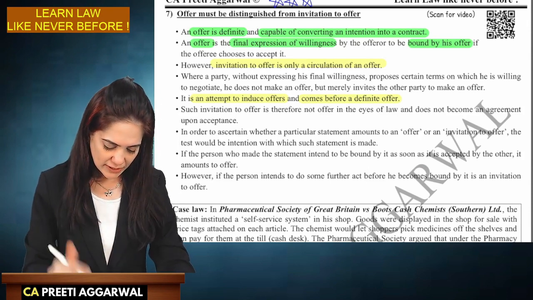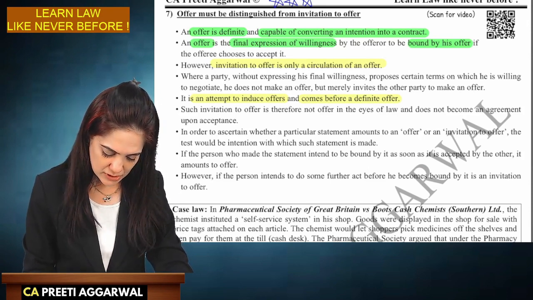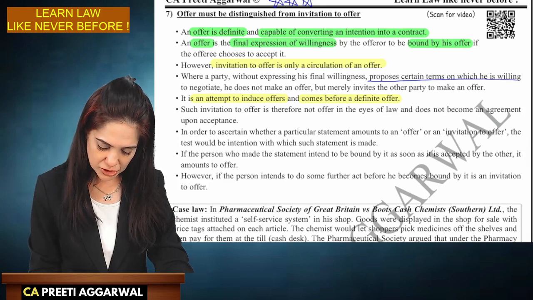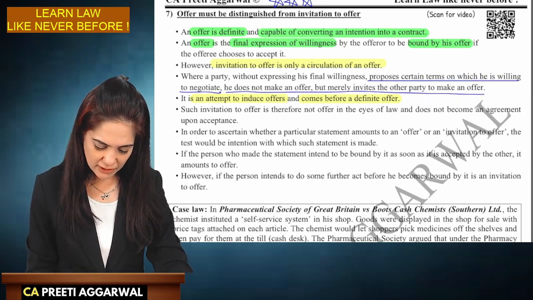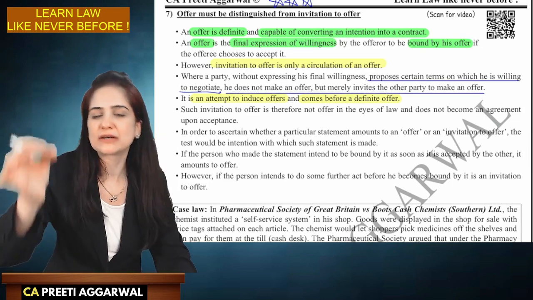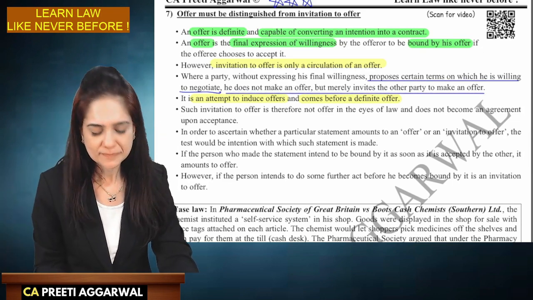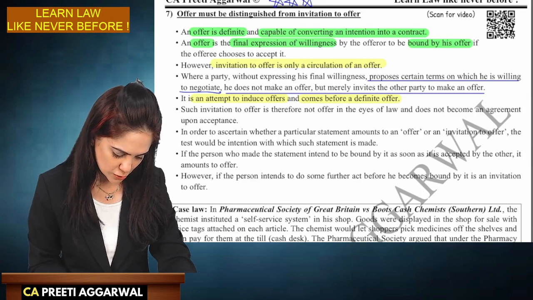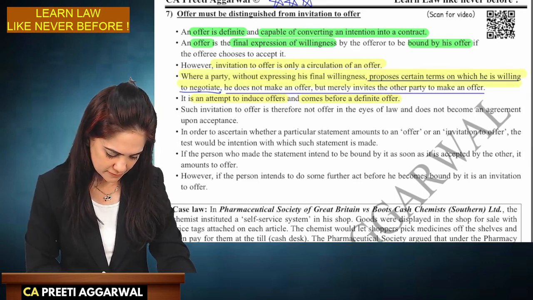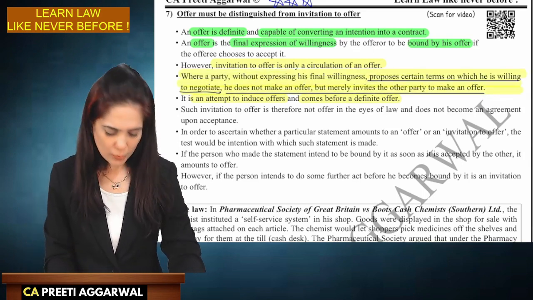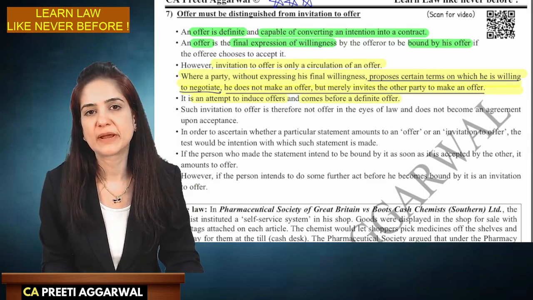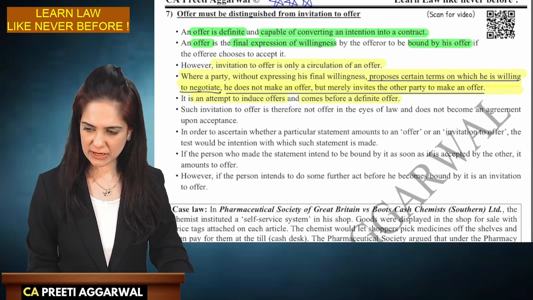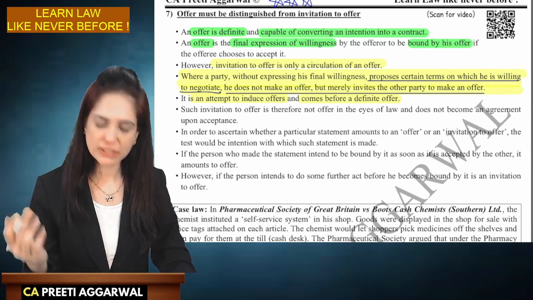Where a party, without expressing his final willingness, proposes certain terms on which he is willing to negotiate, he is not making an offer. In fact, he is only inviting the other person to make the offer. So this is also invitation to offer. The points that I have highlighted in green explain offer, and the points that I have highlighted in yellow talk about invitation to offer.